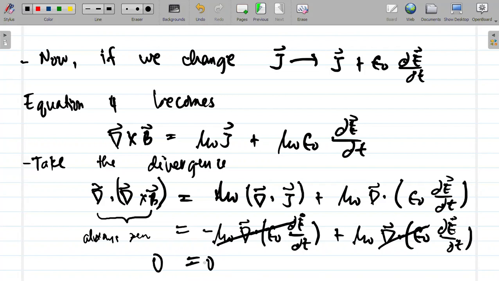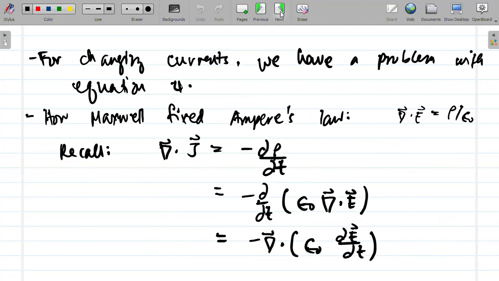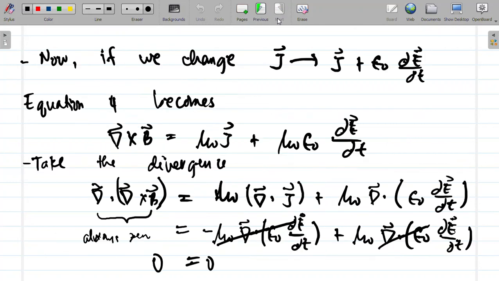So, parang na-fix na yung ating problem. Kasi di ba kanina, 0 equals 0 only for magnetostatics. Pero dito, 0 equals 0 for all cases. Bale, yun na yung ginawa ni Maxwell. Para ma-fix yung Ampere's law, yung current density, nag-displace lang siya ng some value epsilon naught partial E partial T.